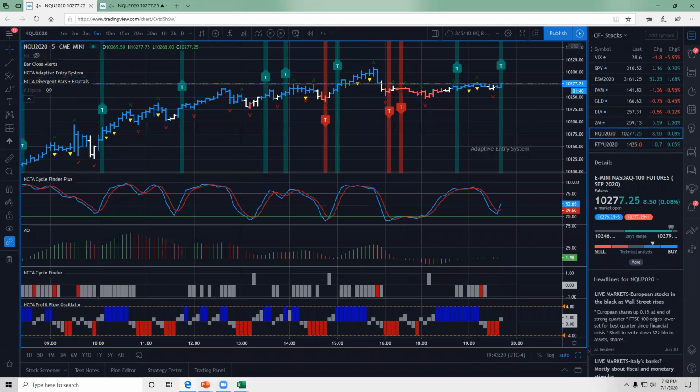All right, let's see here. Brahma is saying, well, good. I'm glad you're excited about this. We are too. I see the adaptive entry system is showing an uptrend. The 5-minute cycle finder is showing up and down. How do we reconcile those two? We're going to talk a lot about that next week.